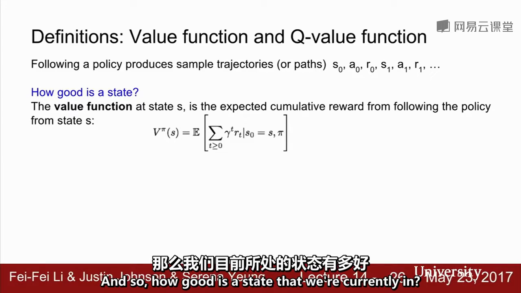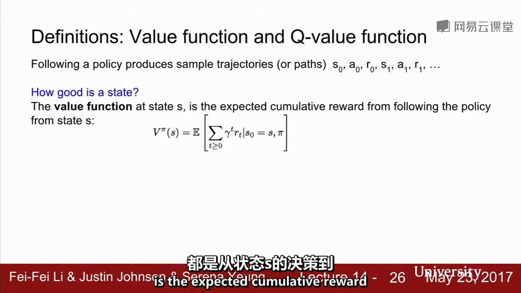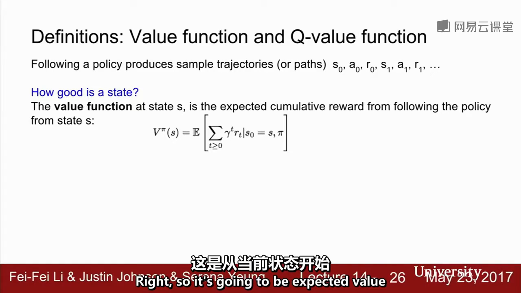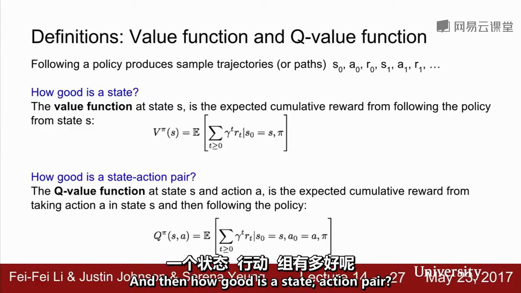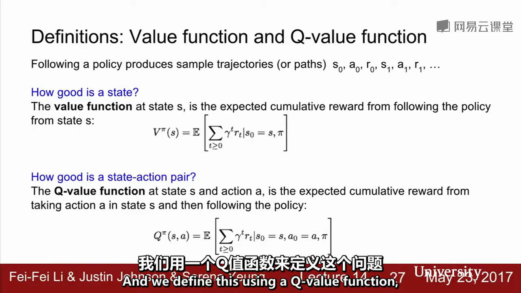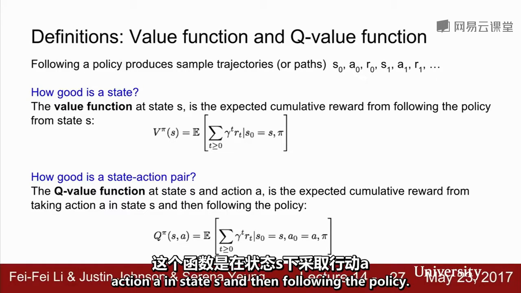And so how good is a state that we're currently in? Well, the value function at any state S is the expected cumulative reward from following the policy from state S from here on out, right? So it's going to be the expected cumulative reward starting from our current state. And then how good is a state-action pair? So how good is taking action A in state S? We've defined this using a Q-value function, which is the expected cumulative reward from taking action A in state S and then following the policy.